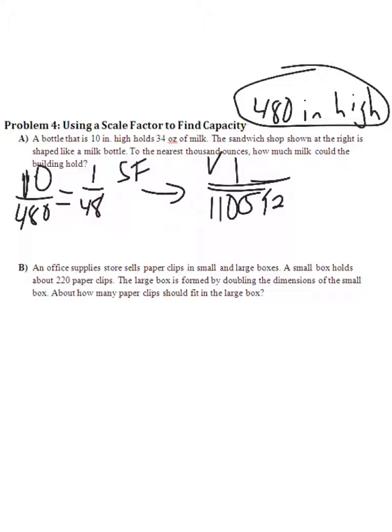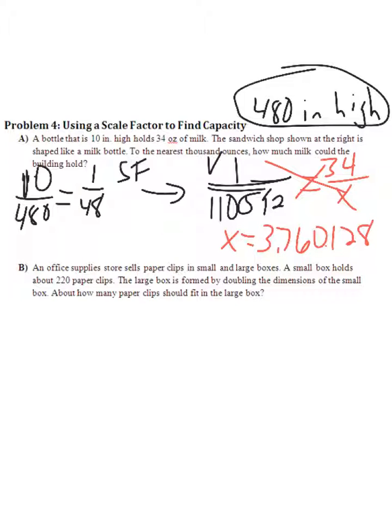Now, what I'm going to do with that is the small bottle holds 34 ounces of milk. So I'm going to put 34 over x. I'm going to cross multiply, and whatever I get for 34 times 110,592 is going to be my answer. And I get 3,760,128. So about 3,760,128 cubic ounces is what that building is going to be able to hold.